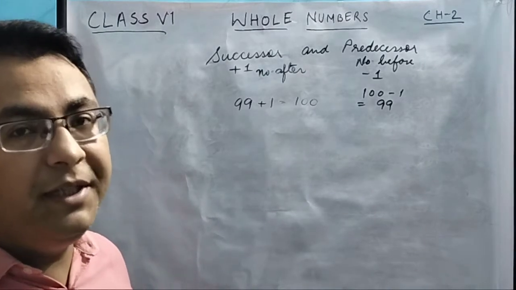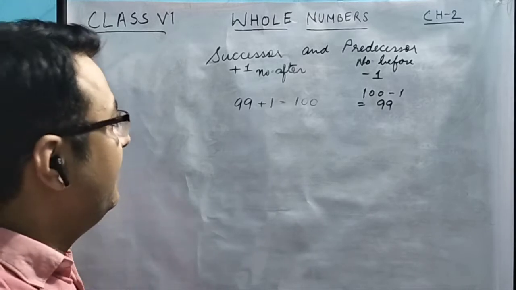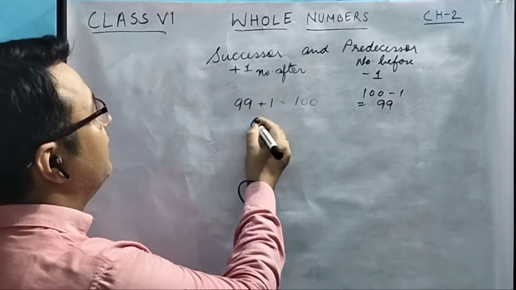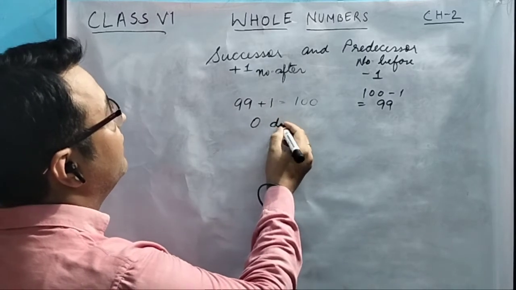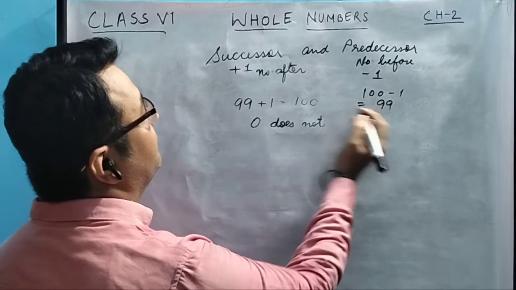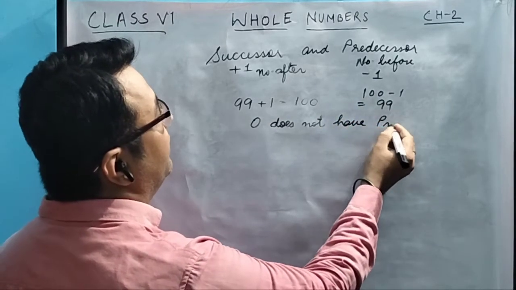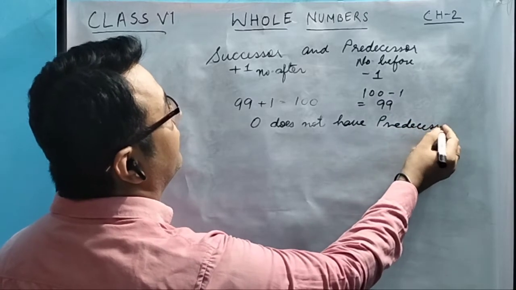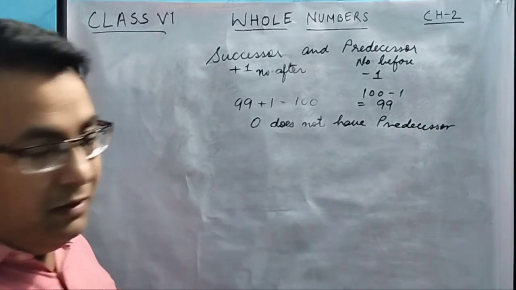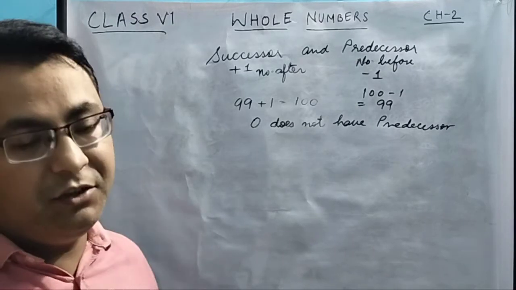Now can you tell me a whole number which does not have a predecessor? So 0 is the whole number. It does not have a predecessor. So this is how we find the successor and predecessor of a given number.